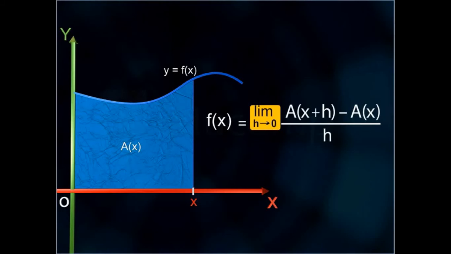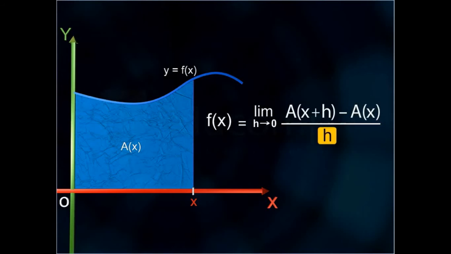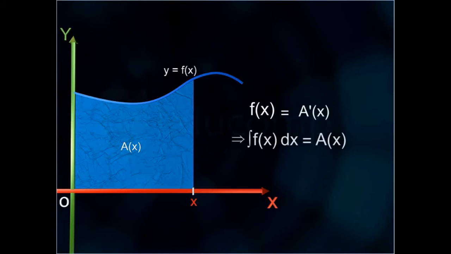Now, the limit h approaching 0 of A of x plus h minus A of x upon h represents the derivative of function A at x. This helps us to derive that the original function f of x is equal to the derivative of the function A of x, or the area function A is simply the antiderivative of the original function f.